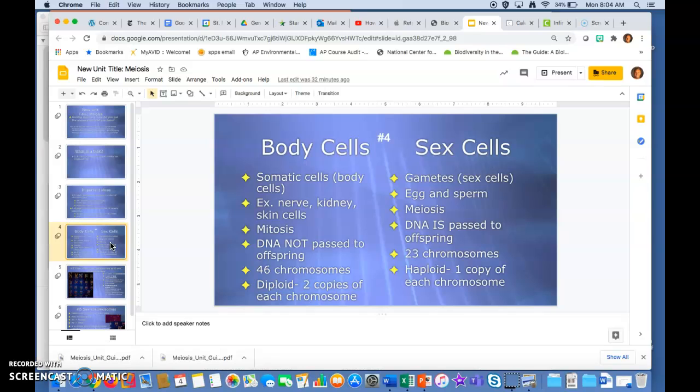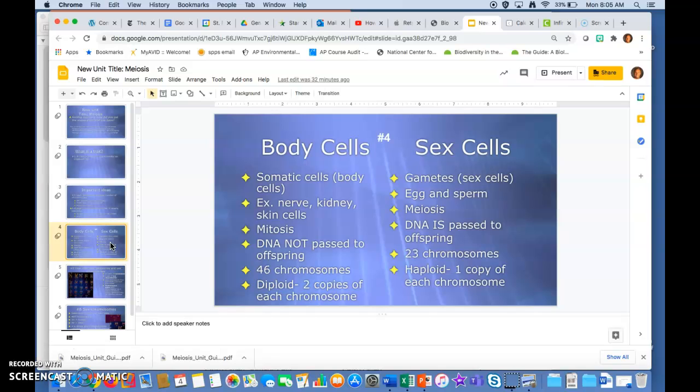Body cells, and you can fill out your guided notes with this information, number 4. Body cells, we also call those somatic cells. They are like your nerve cells, your kidney cells, skin cells. They divide through the process of mitosis. The DNA is not passed to the offspring. It just stays. When my skin cell divides, it stays on my body. I don't pass it to my offspring for my body cells.